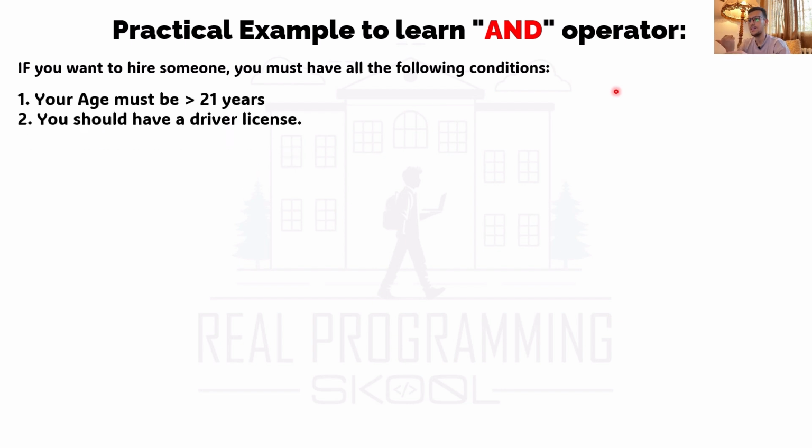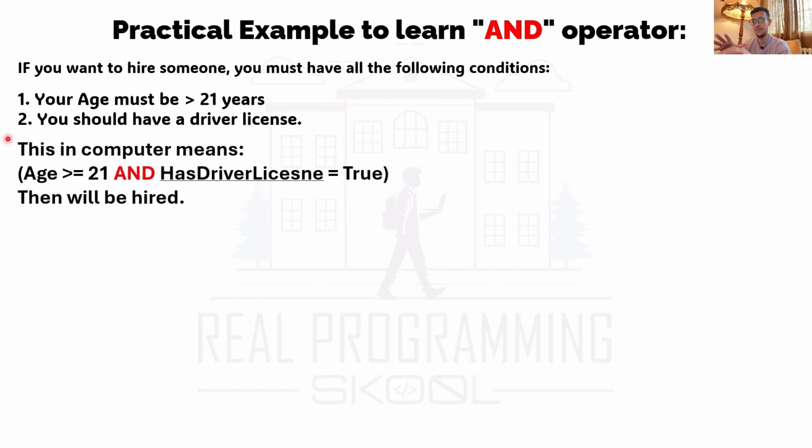The first condition that I want is that your age must be greater than 21 years old. And the second condition, you should have a driving license. So this is how we write it in computers. Not exactly, but it's an example that is very close to it. So we open a bracket and write age greater or equal to 21, and has driving license equal to true. If this person achieves this condition, that their age is older than 21 and they have a driving license, they will be hired.